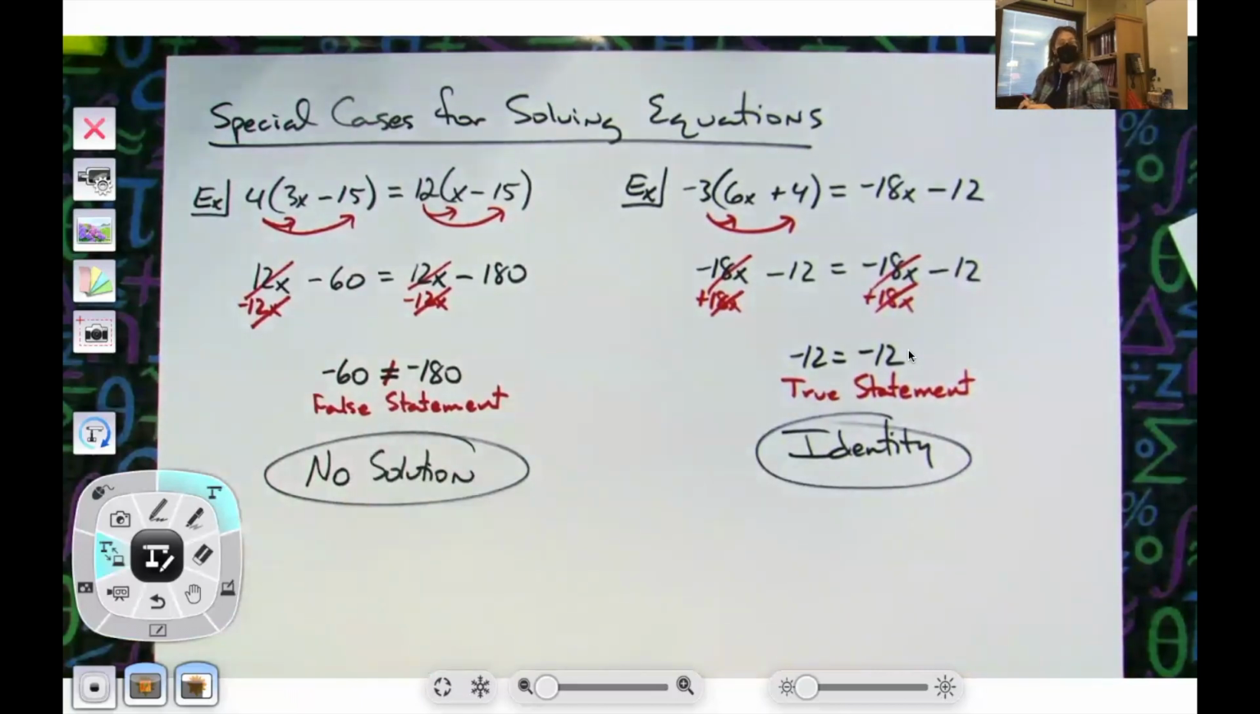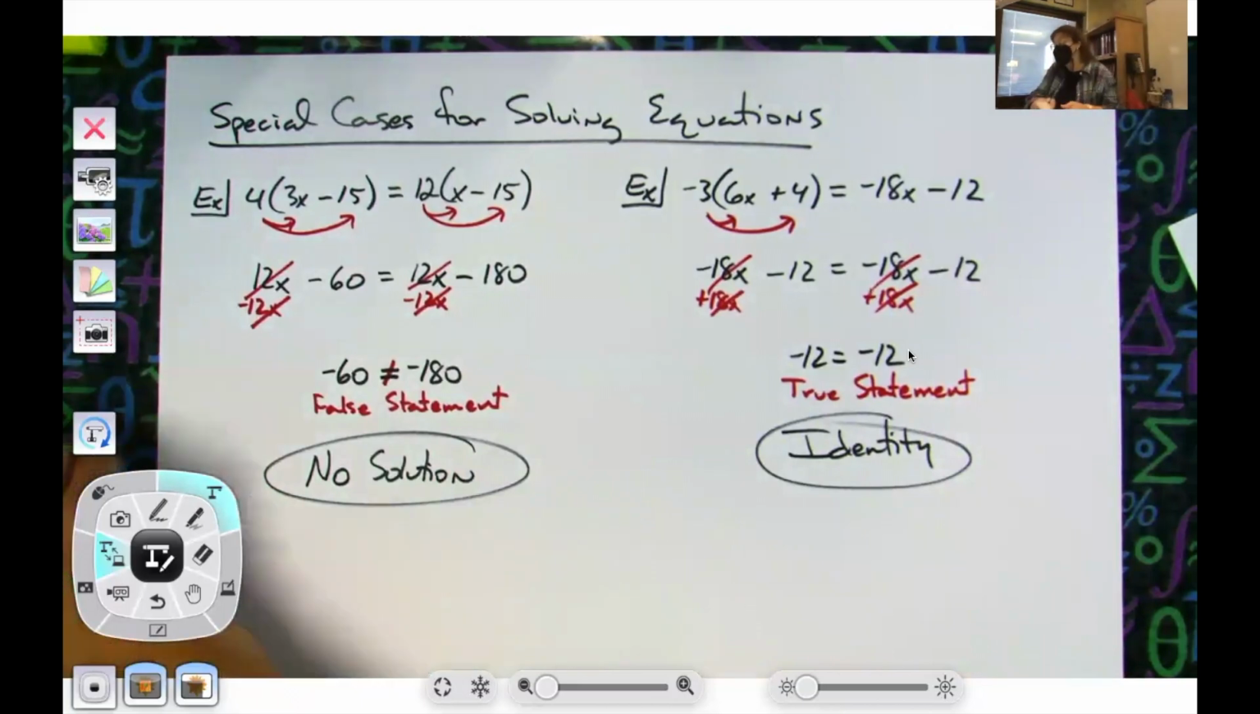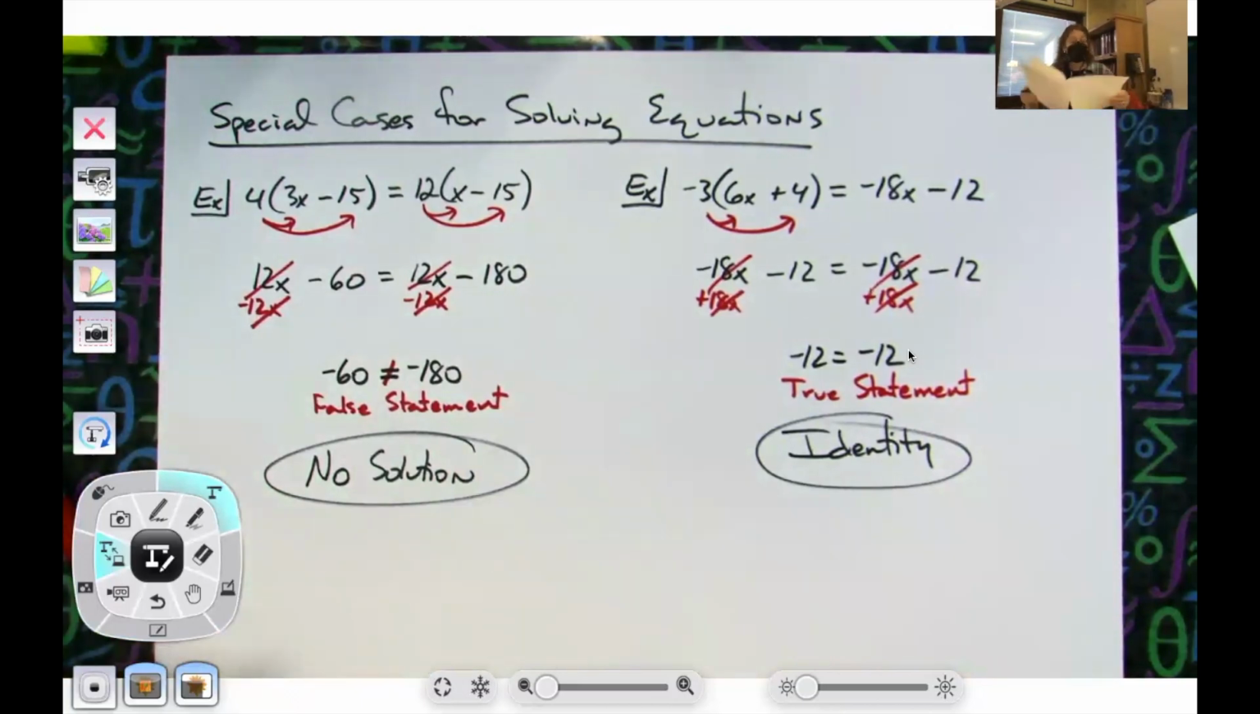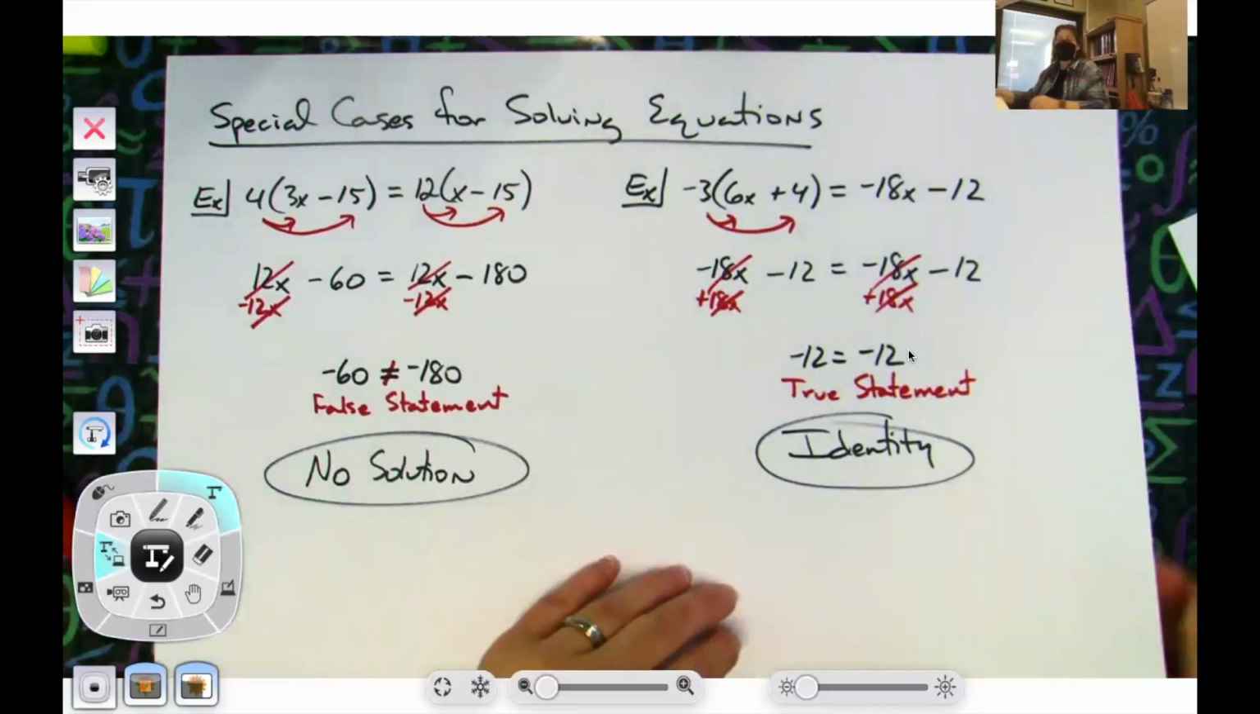Okay, so those are in this chapter 2. The identities, the no solutions, that sort of thing. All right, let me look at the other questions. How are we doing on time? It's 2 o'clock. We've got plenty of time.